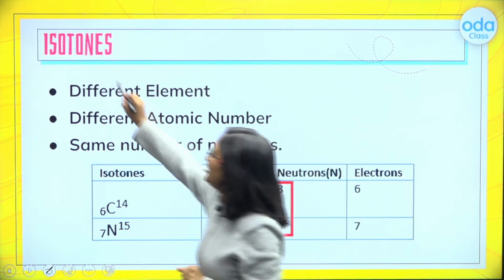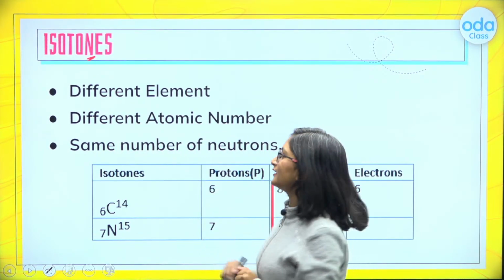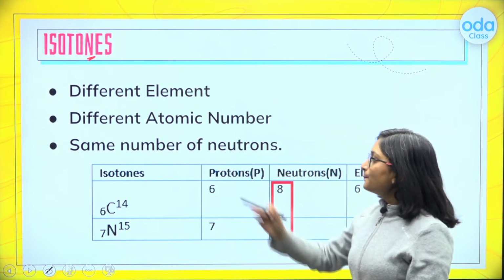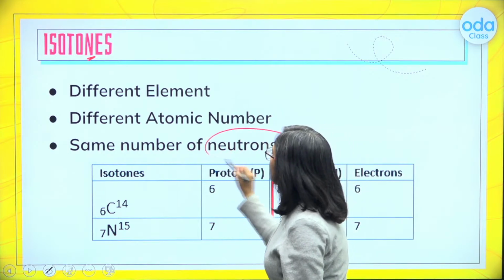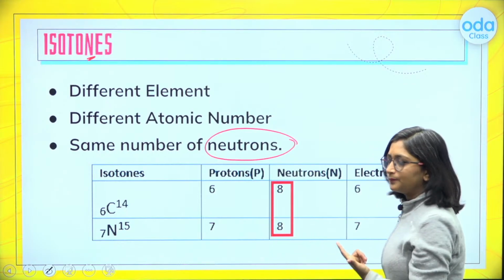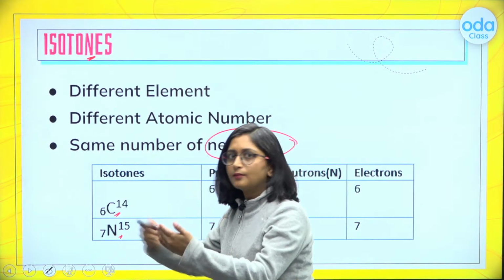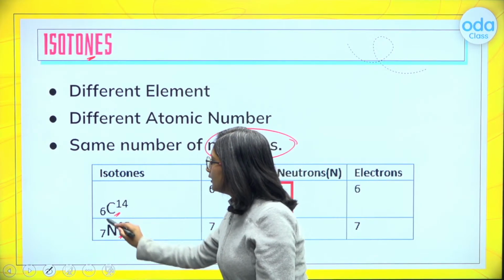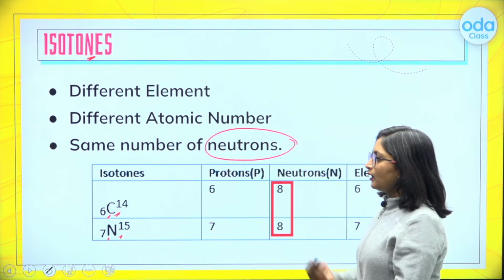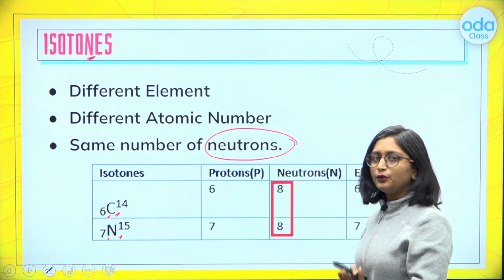There is a very easy way: N for neutron. You can just relate with this. In this case, there would be a different element and different atomic number, but what would be the same? The neutrons would be the same. Taking the example of carbon and nitrogen, they are different elements, and they have different atomic numbers, 6 and 7. But do you know what is the same? The number of neutrons.